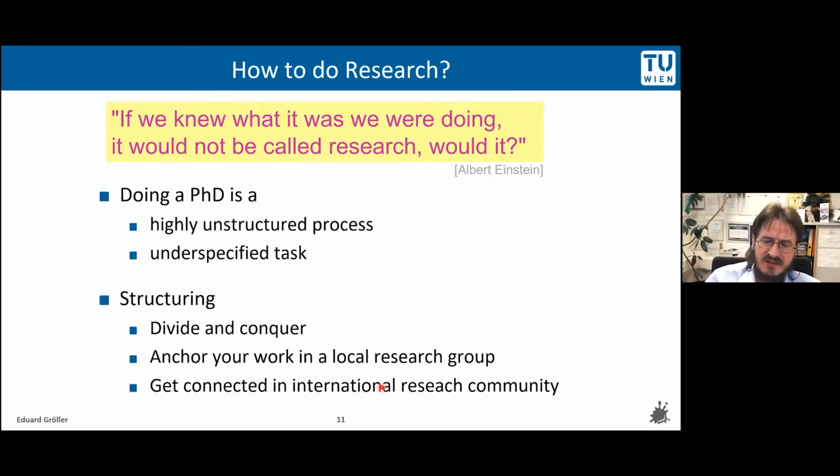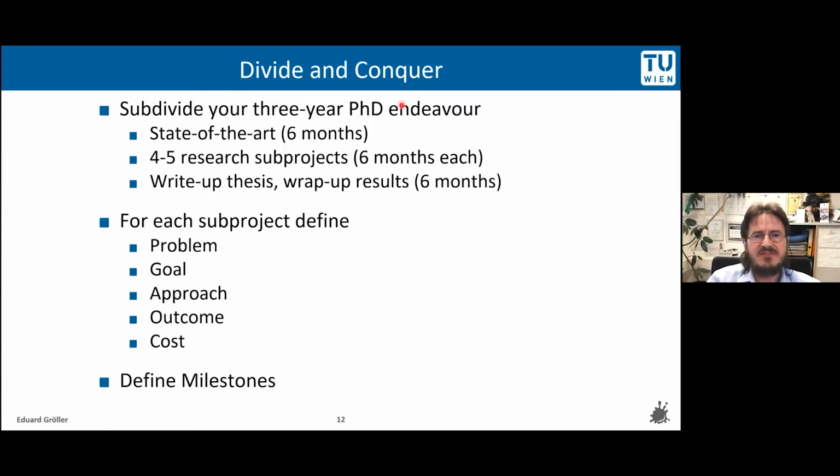Here your supervisor should be of help, because you need to constantly calibrate. How do I compare to what's going on internationally? So the divide and conquer can be that you divide your 3-year PhD endeavor. First, in a state of the art, you need to find out what other people have been doing before already. That helps you also to find the research questions. And then you do 4 to 5 research projects, maybe 6 months each. And at the end of each sub-project, you write up a paper and hope that it is accepted.